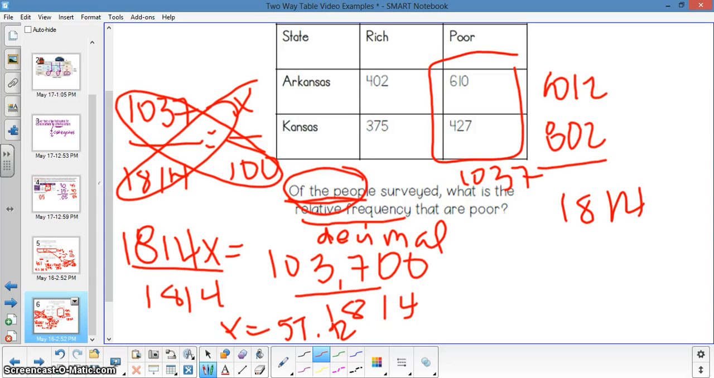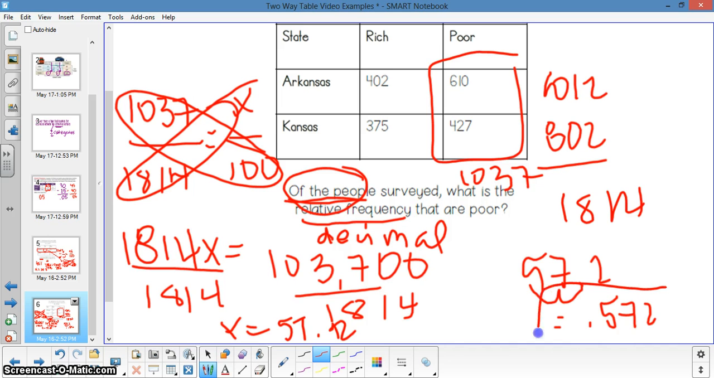So I want that as a decimal because it says relative frequency. Here's my percent, and we know to change anything to a decimal, we move the decimal two spaces to the left. So that is my relative frequency.